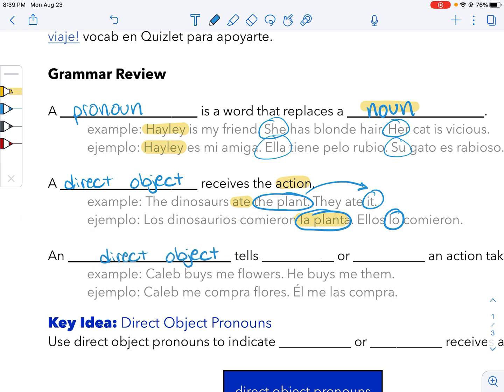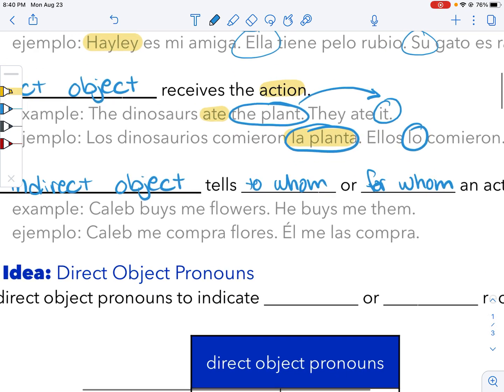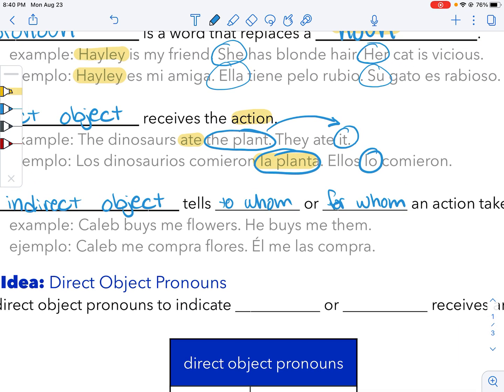This is in contrast with an indirect object. An indirect object tells to whom or for whom an action takes place. They are almost always representing people. For example, if my now fiance, Caleb, buys me flowers, he is buying flowers for me. I would say he buys me them, right? And he buys me them being the flowers. So here, me is the indirect object. I'm receiving the flowers, so I'm the indirect object. The flowers are our direct object, which is what we're talking about today.